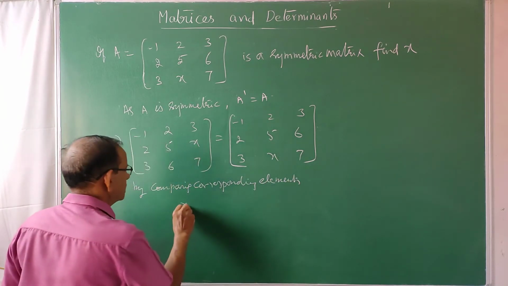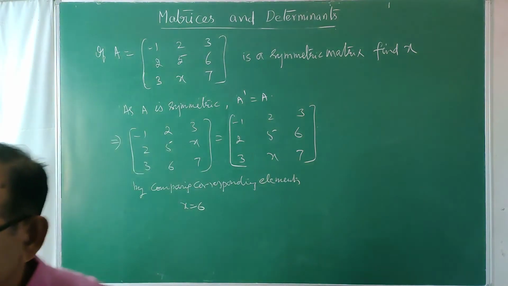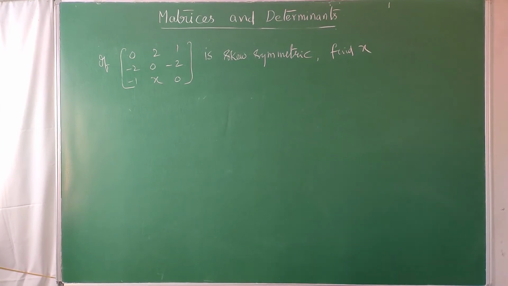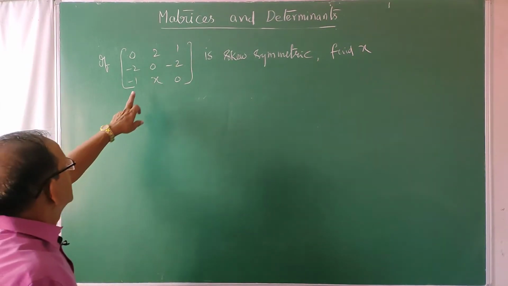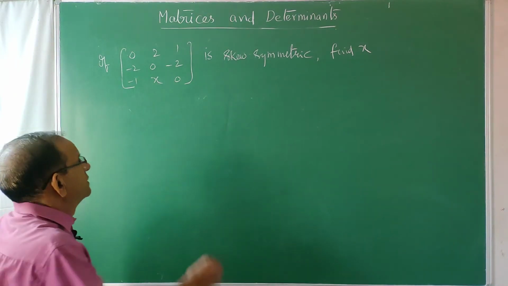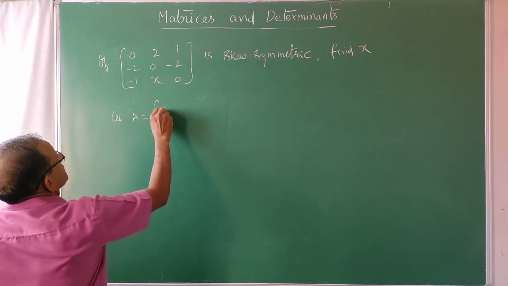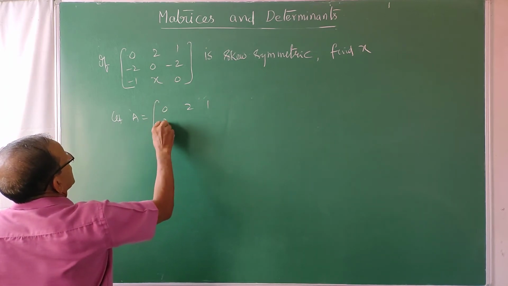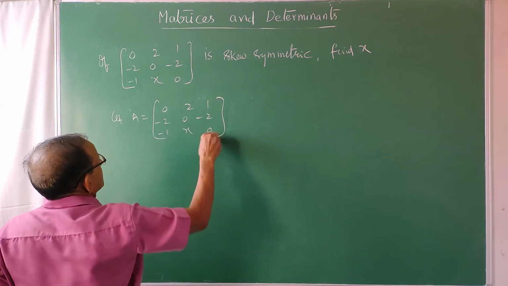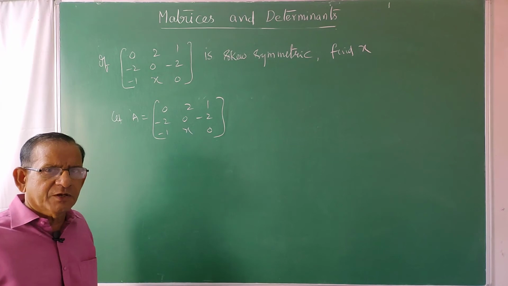X is equal to 6. Now it is given that the given matrix is skew symmetric. So let us take this matrix as A, A is equal to 0, 2, 1, minus 2, 0, minus 2, minus 1, x, 0. Because it is skew symmetric, A transpose must be equal to minus A.